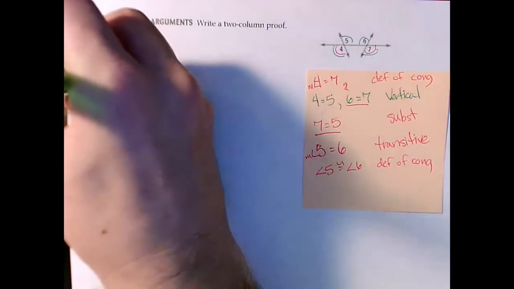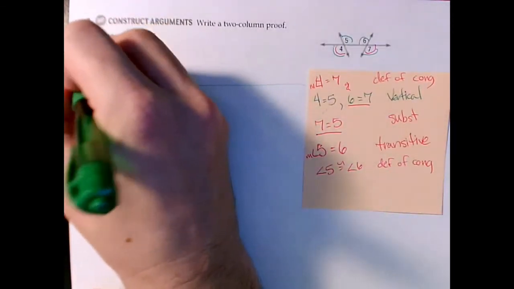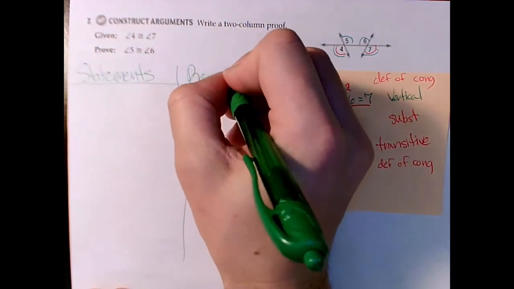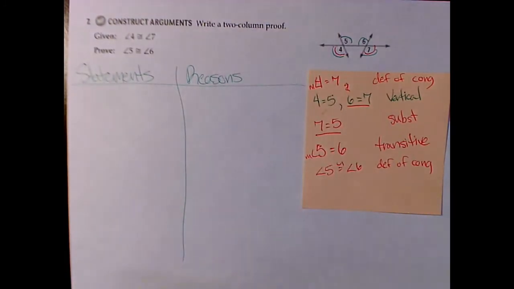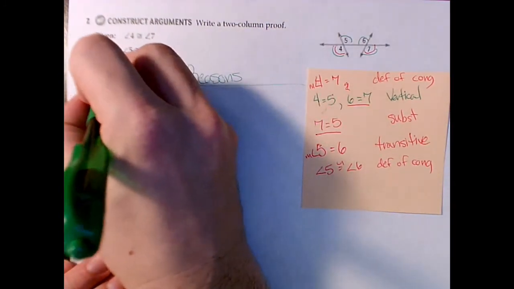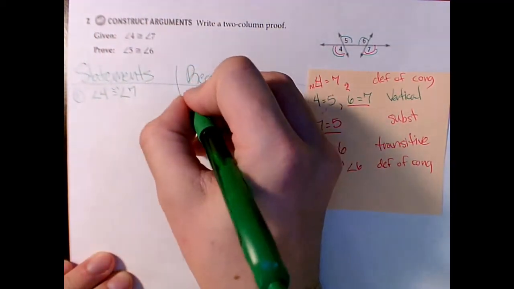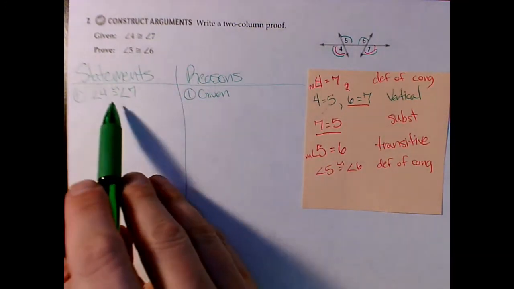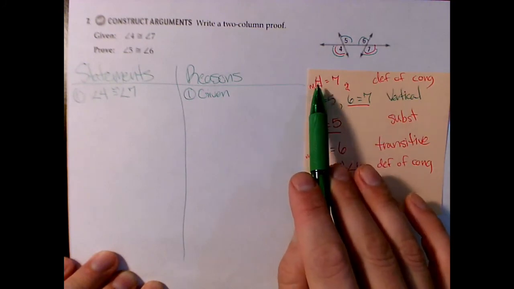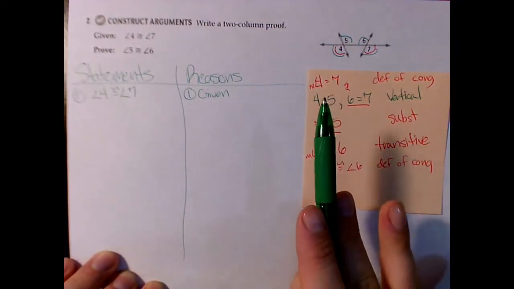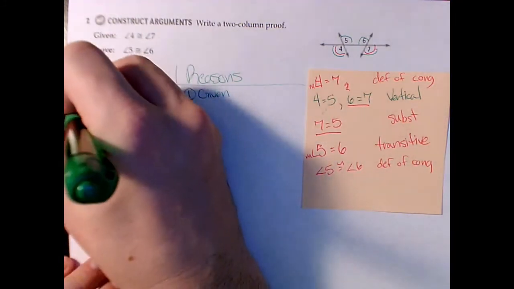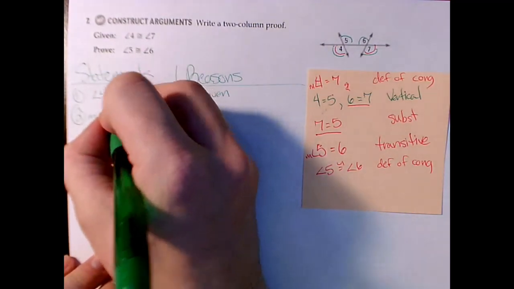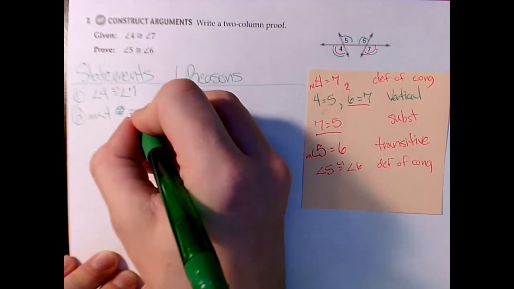Let me draw out my statements. My reasons. Statement number 1. Angle 4 is congruent to angle 7. That's my given. Always start out with the given. Because angle 4 is congruent to angle 7, I can say the measure of angle 4 equals the measure of angle 7. And I know in my scraps I just said 4 equals 7, but when I completely make my 2-column proof, I can't just be lazy. I can be lazy for my rough draft. The measure of angle 4 is equal to the measure of angle 7.